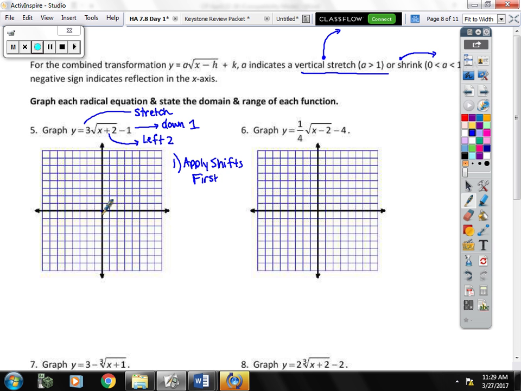So again, we'd normally start at 0, 0, we're going to go to the left 2, and we're going to go down 1, so I'll put a point right there. And then we're going to modify our pattern using the stretch or shrink, okay? So it's going to change our first movement, our up or down. So we're actually going to go, instead of up 1 and over 1, we're going to go up 3 and over 1.